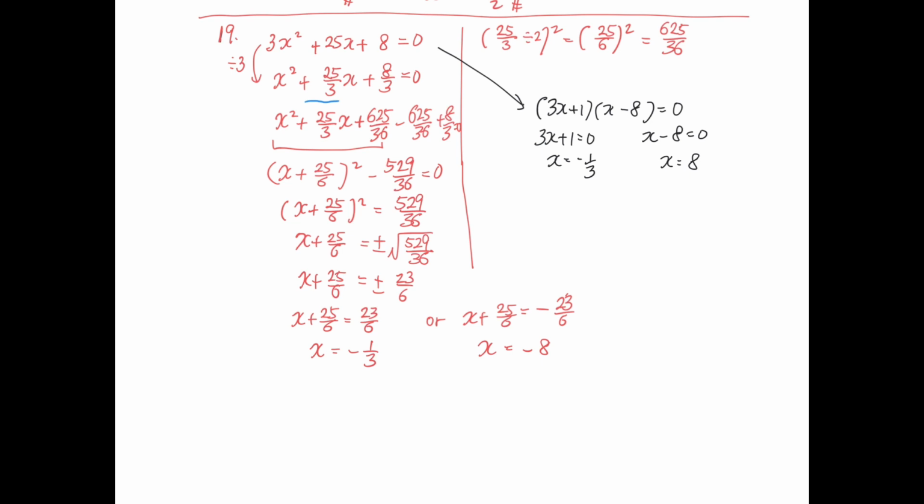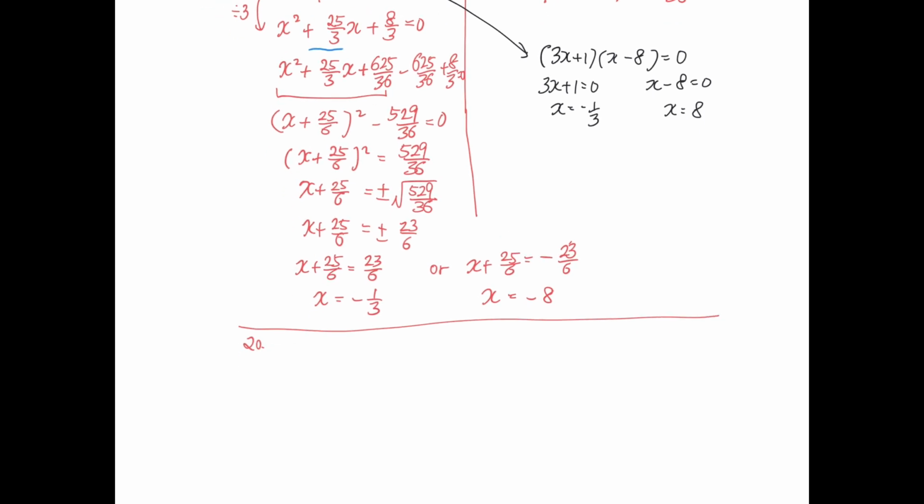So let's move on. Number 20. 3y squared minus 2y minus 5 equal to 0.